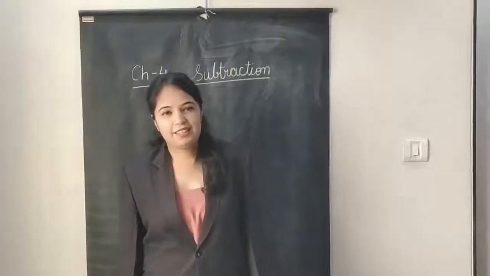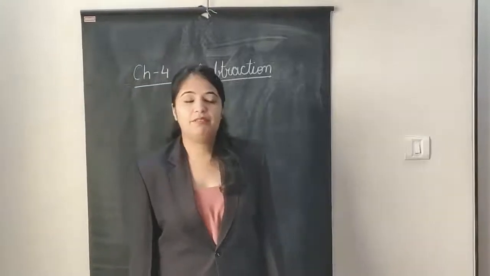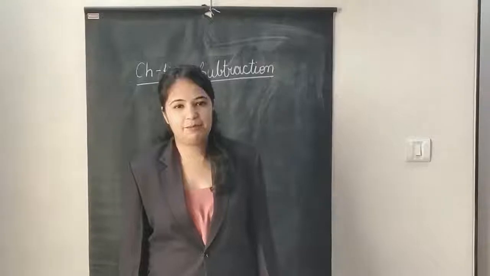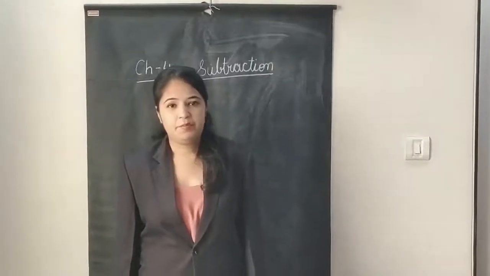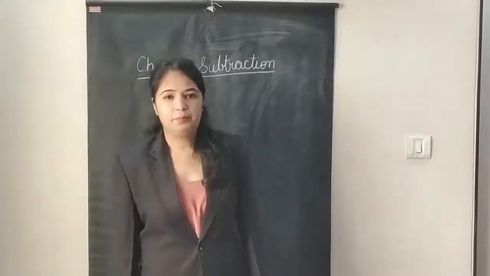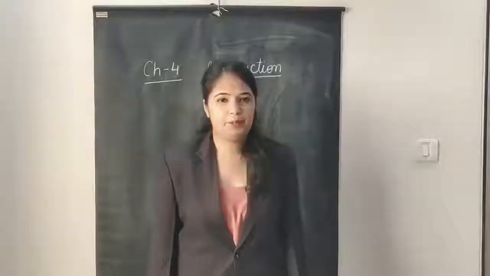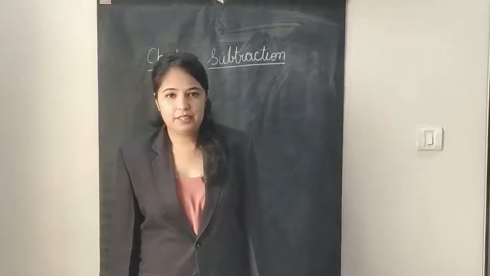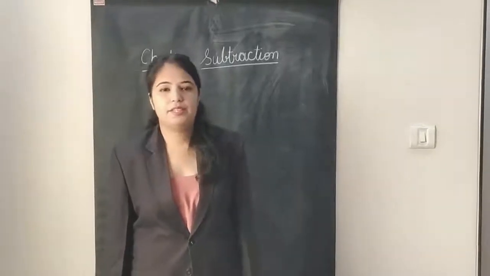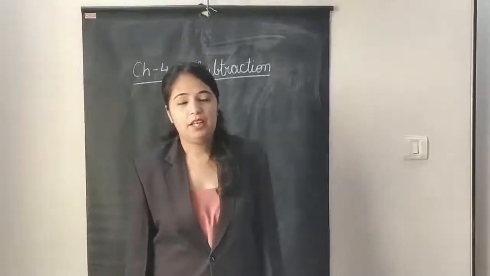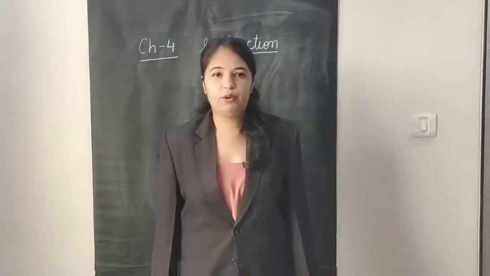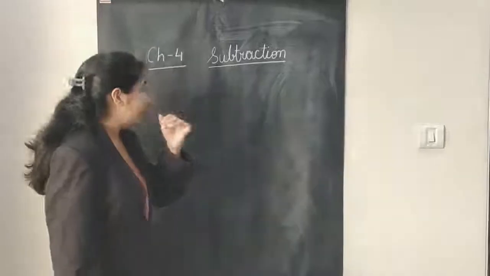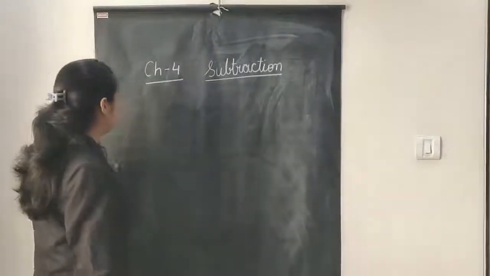In the last class, we solved the Madan story and found how many vegetables were left with him, right? Now today we are moving forward to chapter number 4, subtraction, and today we will learn which types of subtraction sums we have already learned and what we are going to understand in this chapter. So come, let's take some examples.